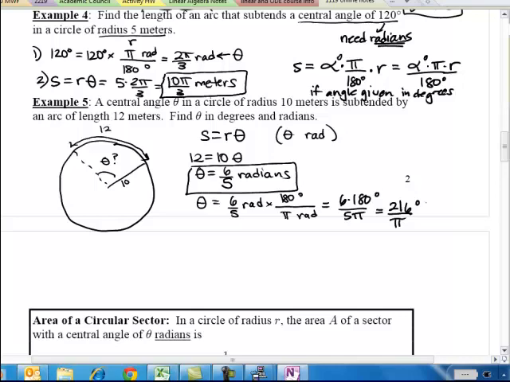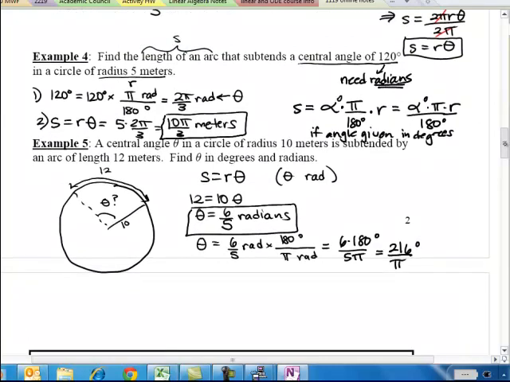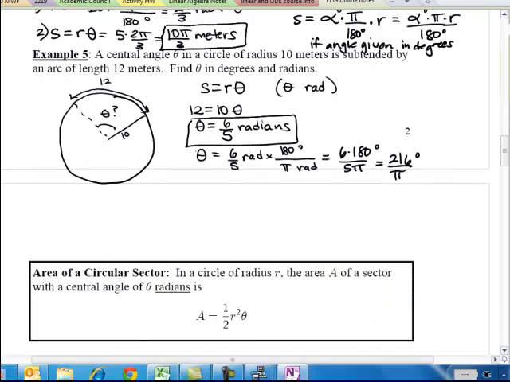All right. So obviously that s equals r theta is the thing we're using to get going on any of these problems. We need to have two of those pieces of information to be able to find the third. All right, so there was our second part of that one.